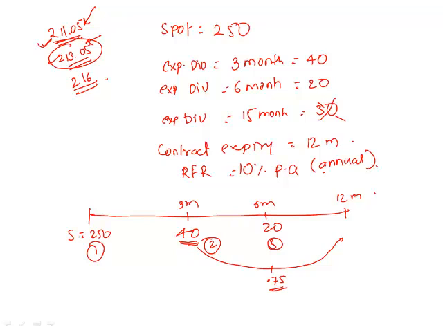250 STO1. A positive 250, STO1. We just store that in the first memory slot. Second, clear TVM, 40 future value. We have to bring it backwards for how many months? 3 months. So how many years? 0.25. So 0.25 is N.